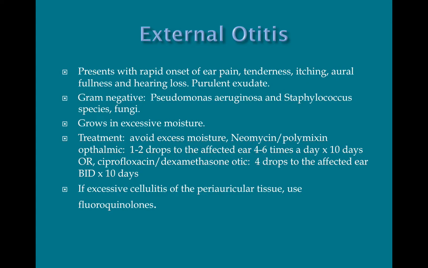A neomycin polymyxin ophthalmic drop, 1 to 2 drops to the affected ear 4 to 6 times a day for 10 days. Or you can also use a ciprofloxacin dexamethasone otic solution, and that's 4 drops to the affected ear twice a day for 10 days. If there's excessive redness and cellulitis around the periauricular tissue, then you might want to think also about using fluoroquinolones.